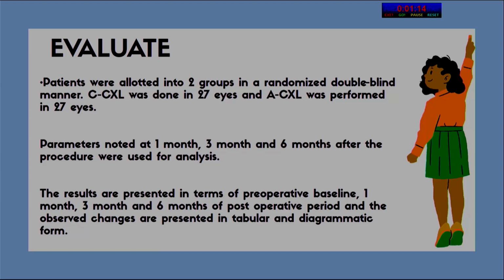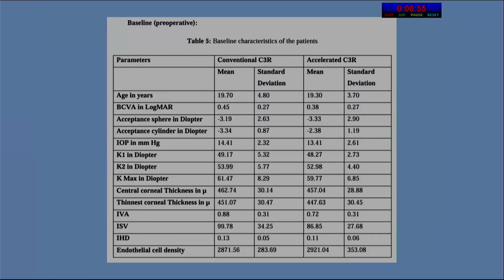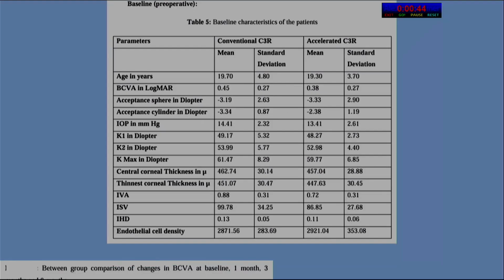So these patients were allotted into 2 groups, and the pre-CXL findings and all the parameter findings at 1 month, 3 months and 6 months were taken into consideration. The results are presented in terms of the pre-operative baseline, and 1, 3 and 6 months post-operative period, and the changes were noted. These are the baseline pre-operative findings, all the indices: the BCVA, the acceptance sphere and cylinder, K1, K2, Kmax, and all the Pentacam indices.